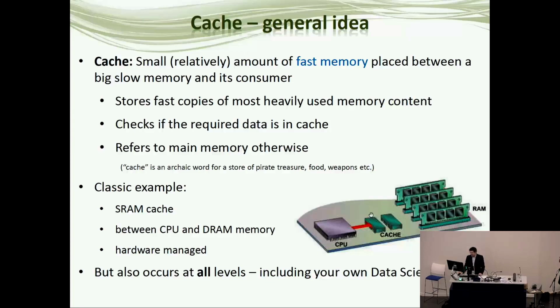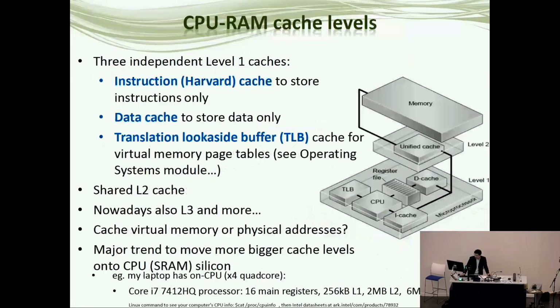So the classic cache is this one, sitting between CPU and RAM. The concept of caching occurs at all levels of the hierarchy. You know, virtual memory, even when you're writing data science code that's pulling terabytes of stuff off a hard disk and storing it in RAM for a while, or even off a remote hard disk and putting it on a local hard disk, you always have this caching concept.